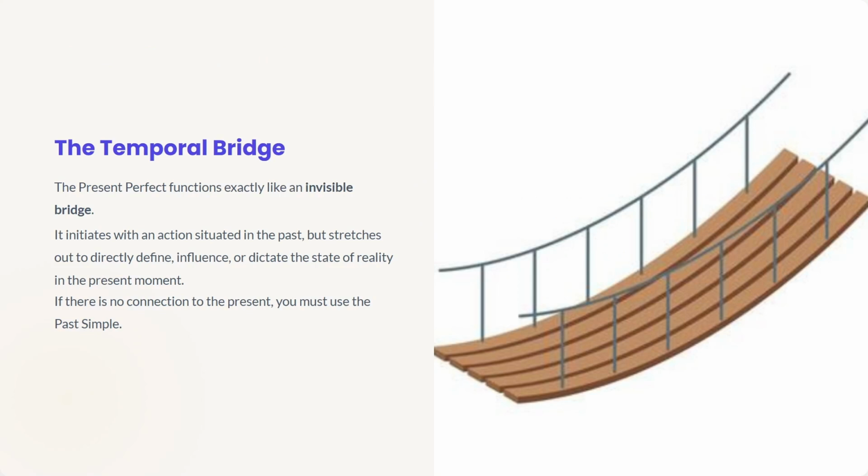The temporal bridge. The present perfect works like a bridge. Imagine one side of the bridge is the past and the other side is the present. An action starts in the past, but its effect remains important. For example, she has bought a new car. The important information is not the purchase itself. The important information is that she has a car now. If there is no connection to the present, we normally use the past simple instead.